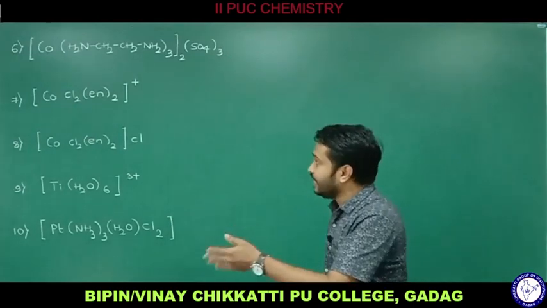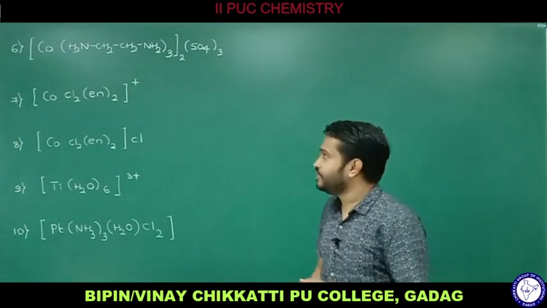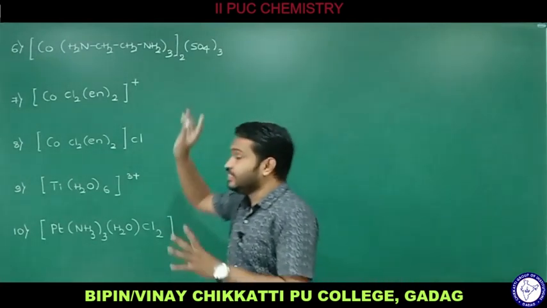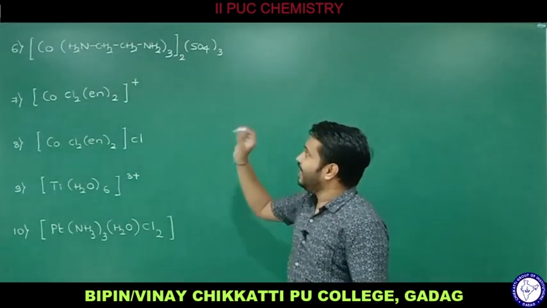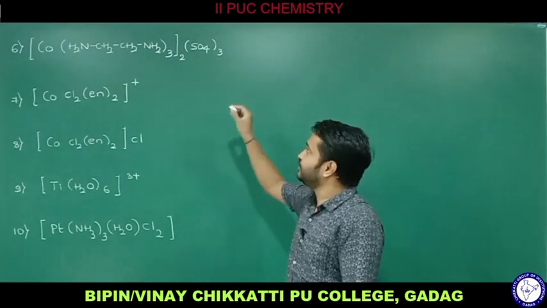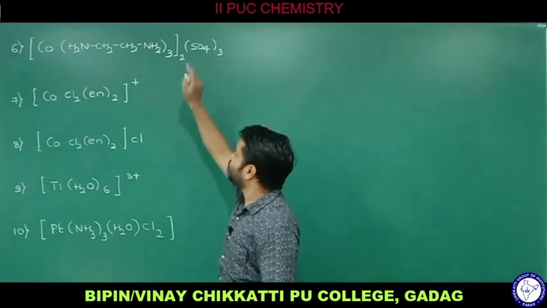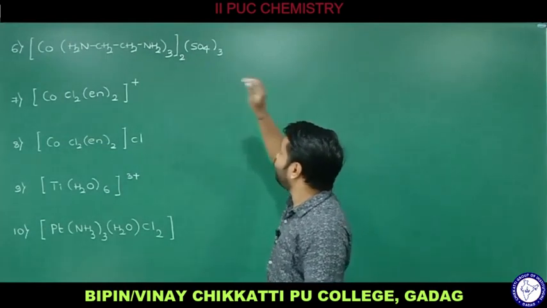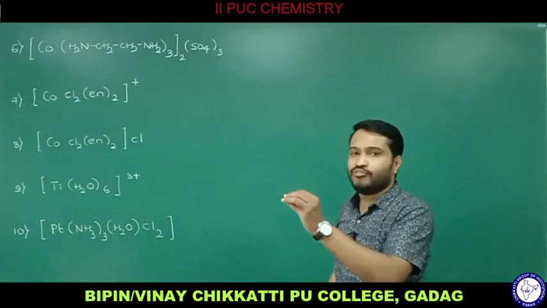6 to 10 examples I listed. We'll name these coordination compounds. Example number 6: Co, cobalt, NH2CH2CH2NH2 3 times. We have a coordination sphere twice, and SO4 thrice we have. We'll see what kind of complex it is.